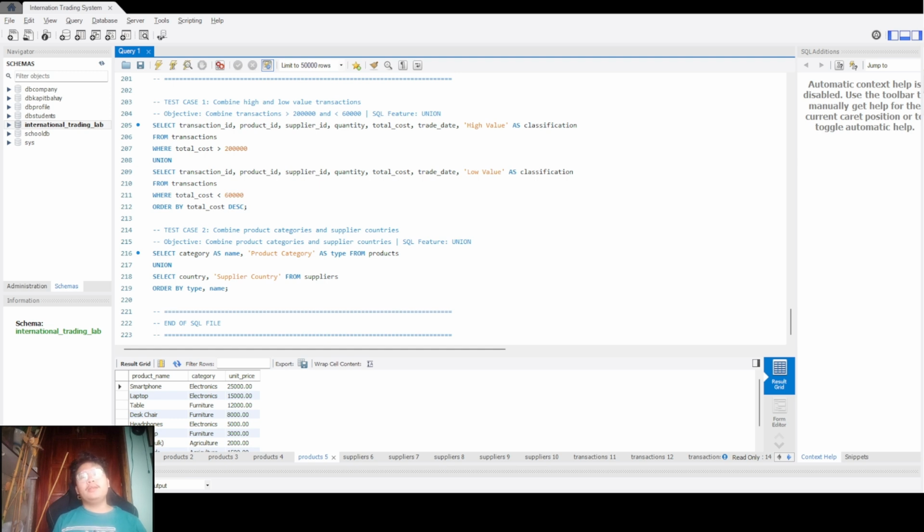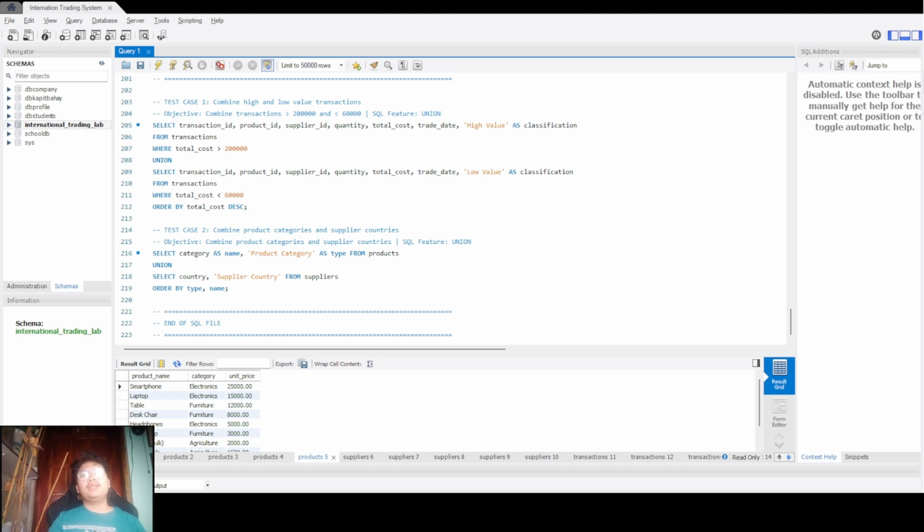The fourth one is filtering with WHERE, BETWEEN, and LIKE. The fifth is sorting with ORDER BY. The sixth is aggregate functions like COUNT, SUM, and AVERAGE. The seventh is grouping with GROUP BY and HAVING. The eighth is combining data with JOIN. The ninth is combining queries with UNION.